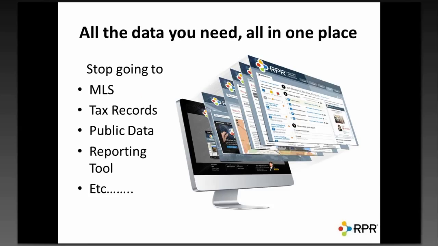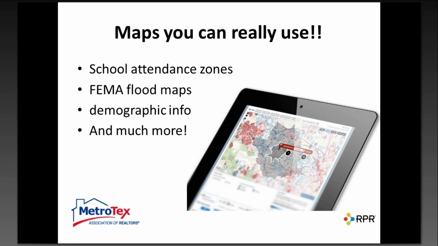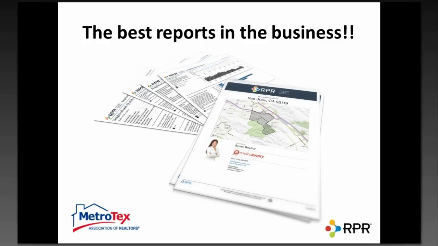RPR puts the data you need all in one place. No need to go to MLS and then the tax records to get data. It brings it all in one place for you. You don't have to go to the school records, to the neighborhood information, demographics. It's all pulled into this one tool for you. RPR has done the work for you of building the reports. How many times have you pulled data from all these different sources and then you go to your report tool and try to force it in and make it look good? You don't have to do that any longer. The reports are already created for you.